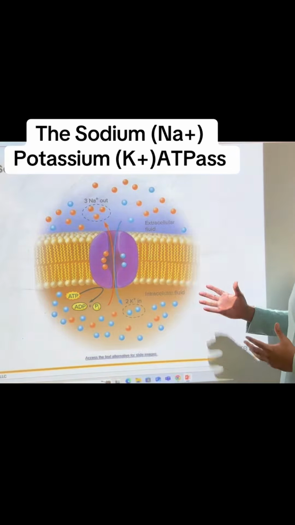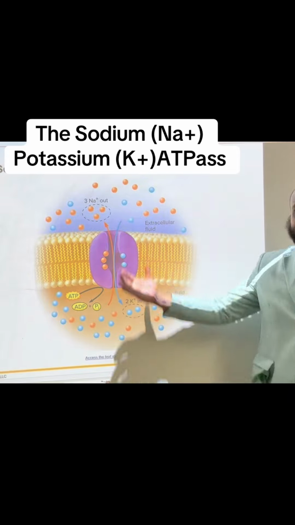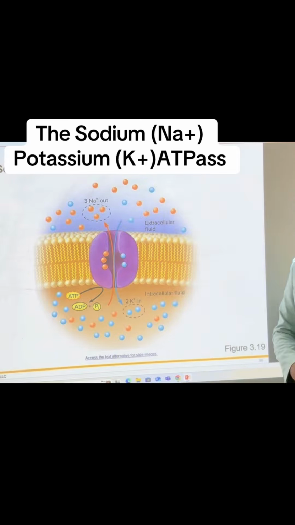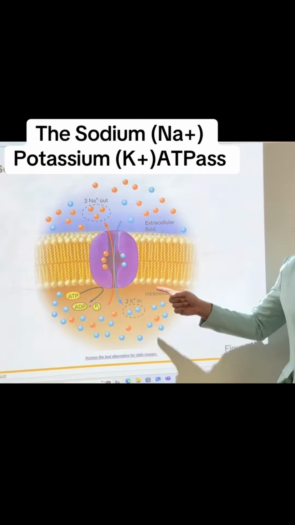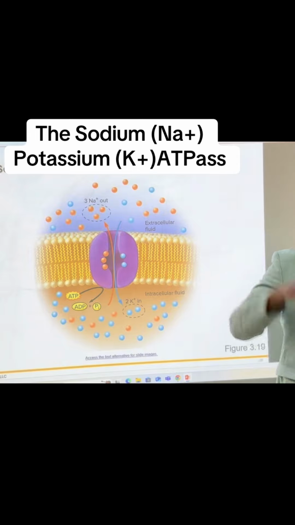But when you look here, orange represents sodium, blue represents potassium. Is there more sodium on the outside, or is there more sodium on the inside? There's more sodium on the outside. So naturally, the diffusion of sodium is to come from outside to the inside. So what does the sodium potassium ATPase do? It will take it and throw it right back out where it came from.